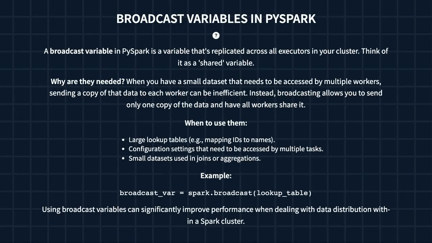Let's talk about broadcast variables in PySpark. They're super useful for optimizing your code. Basically, a broadcast variable is like a single copy of some data that gets sent to every worker node in your Spark cluster. This avoids having to send the same information repeatedly, which can be really slow when you're dealing with large datasets. You typically use them for things like big lookup tables, or if you have configuration settings that multiple tasks need access to. For example, if you're mapping ID to names and there are a lot of IDs, broadcasting the ID to name map will be much faster than sending it separately to each task. It's all about efficiently sharing data across your cluster.